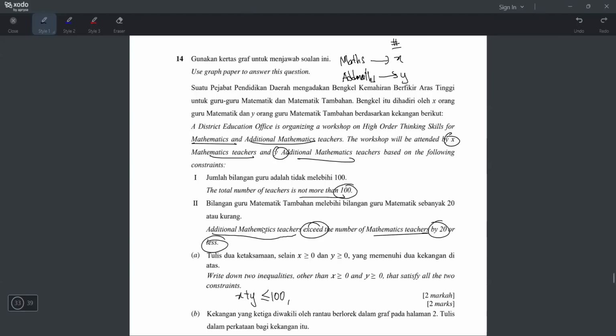So besar tolak kecil, siapa besar? Addmaths teacher exceed mah. Addmaths teacher yang kena melebihi. So Y yang besar, and then tolak dengan maths teacher X, and dia punya difference beza 20 or less. So smaller equals 20. Because 20 or less. Okay. So the difference is 20 or less. So ini cara dia. Okay, after you write down the two inequality, you get 2 marks for this.